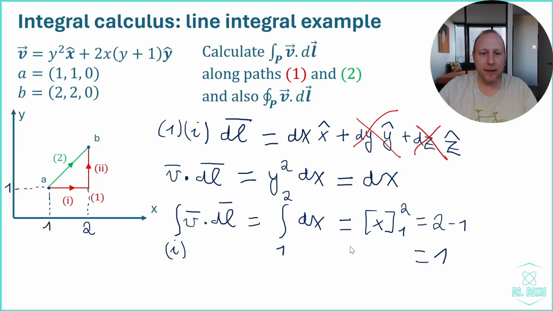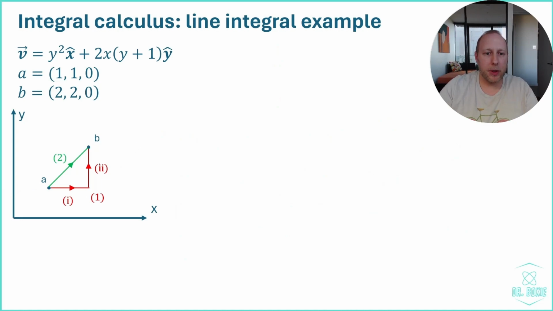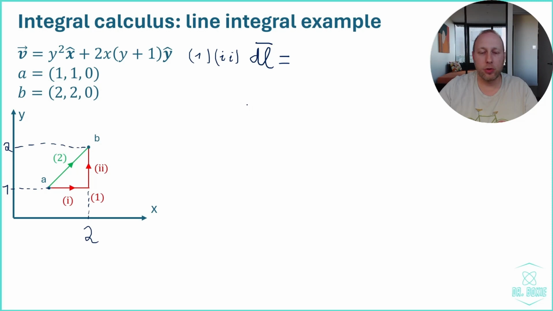We now look at the second part. In the second part, x remains at a constant value of 2, while y goes from 1 to 2. So this is path 1, part 2. In this case, for the vector dl, there is no motion in the x direction nor in the z direction, so we're left with dy times y hat.